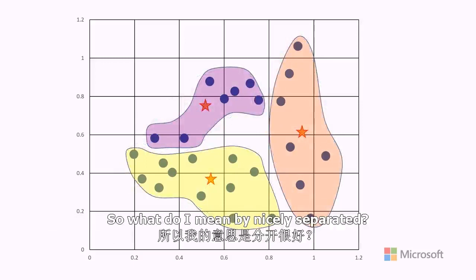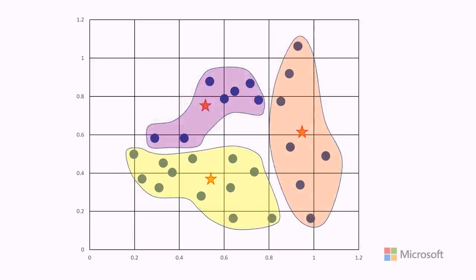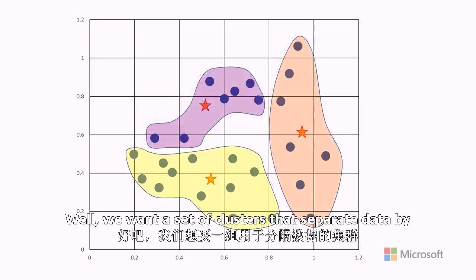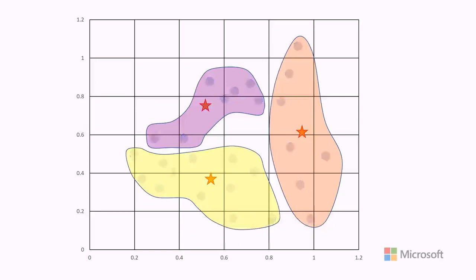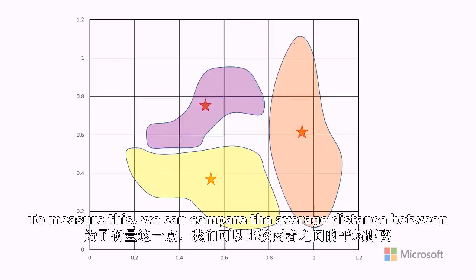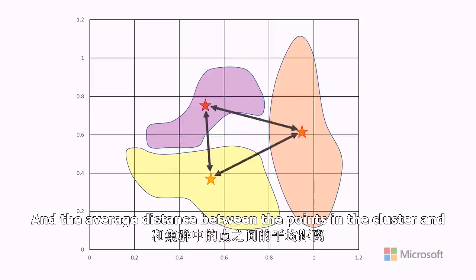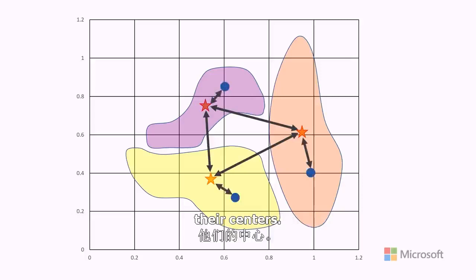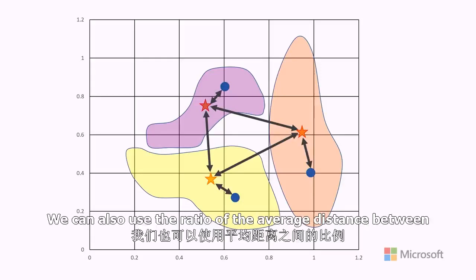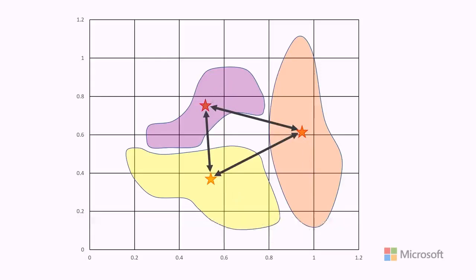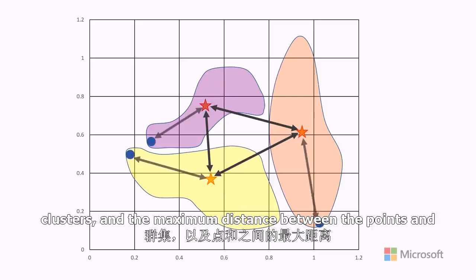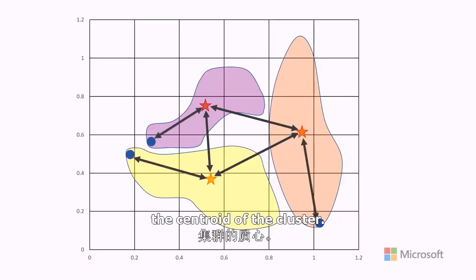So what do I mean by nicely separated? Well, we want a set of clusters that separate data by the greatest extent possible. To measure this, we can compare the average distance between the cluster centers and the average distance between the points in the cluster and their centers. Clusters that maximize this ratio have the greatest separation. We can also use the ratio of the average distance between clusters and the maximum distance between the points and the centroid of the cluster.